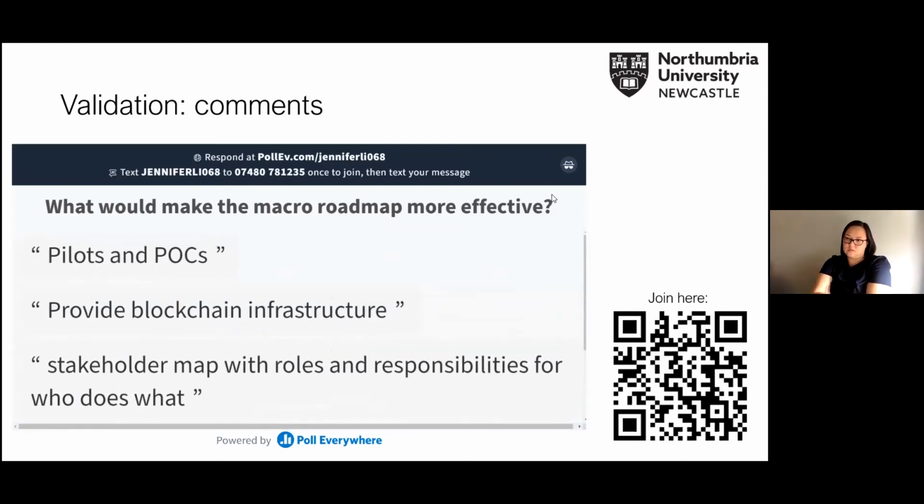These are really great. So, stakeholder roadmap with roles and responsibilities. I have that to an extent. I appreciate, obviously, there's a lot of detail I've been able to give in terms of the time frame today, but that will build into the next element.